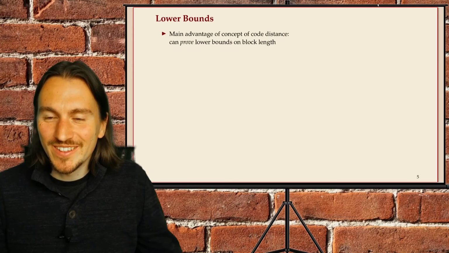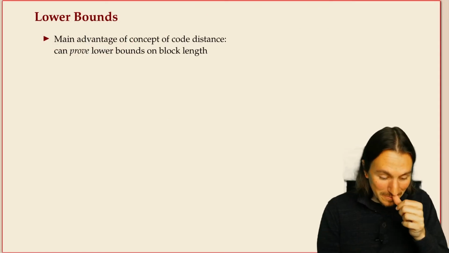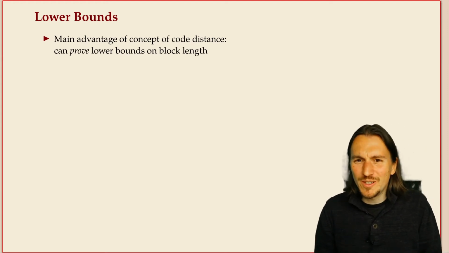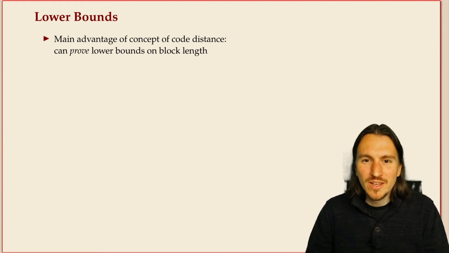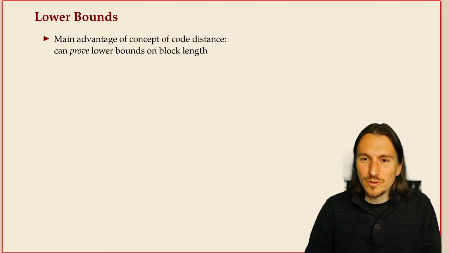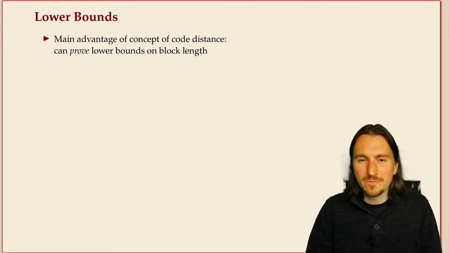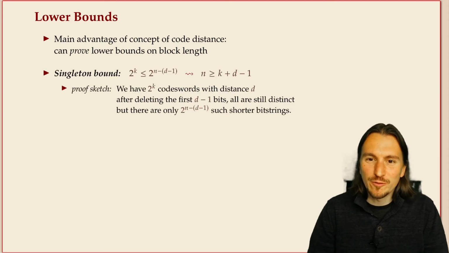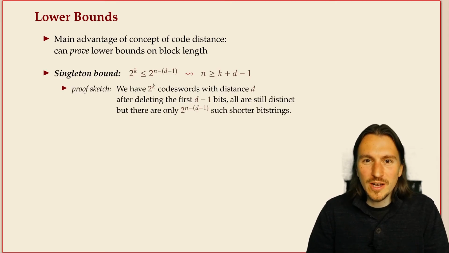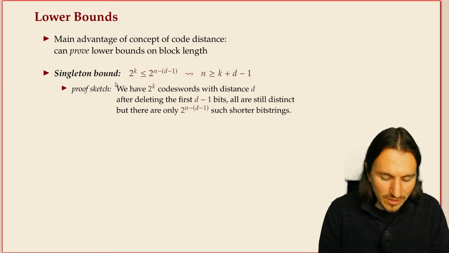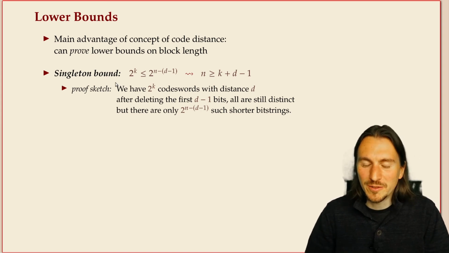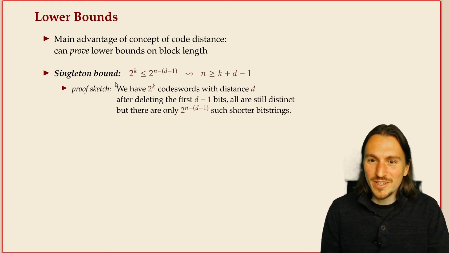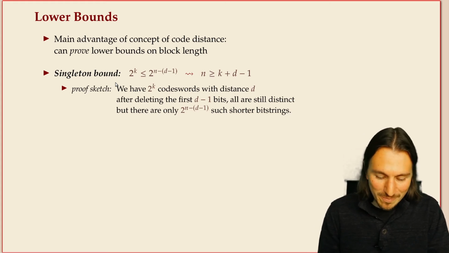Okay, so for proving lower bounds, we still need an additional argument. So we know what distance for codes to look for, but how can we make that into an argument for the size of blocks? I'll show you two such lower bounds, and the first one is called the Singleton bound, by a person called Singleton. And it's very simple, which is fitting the name.